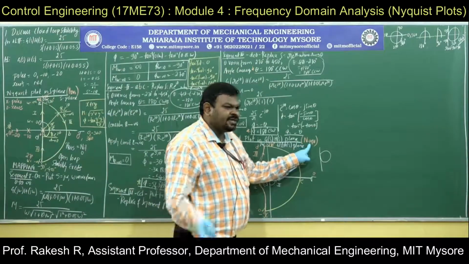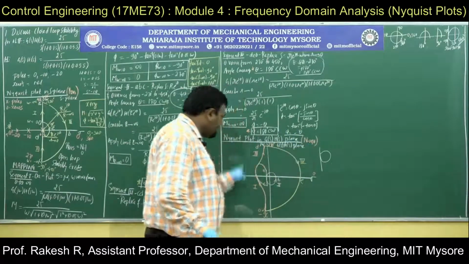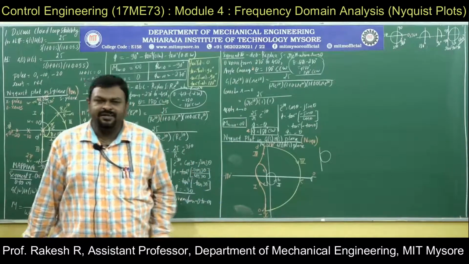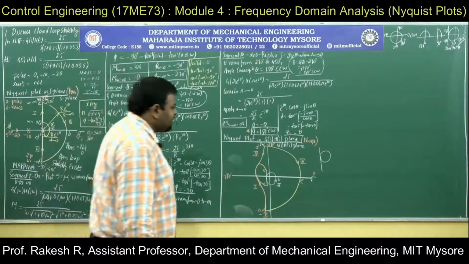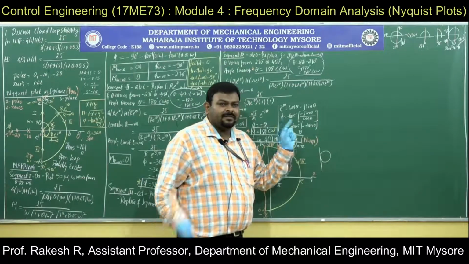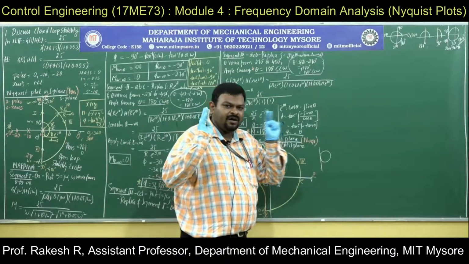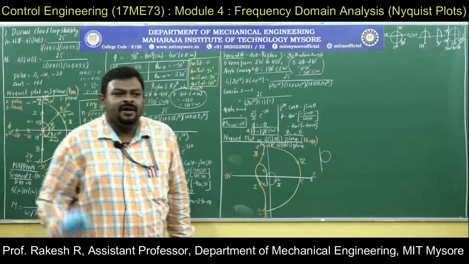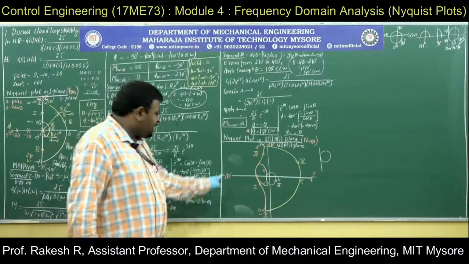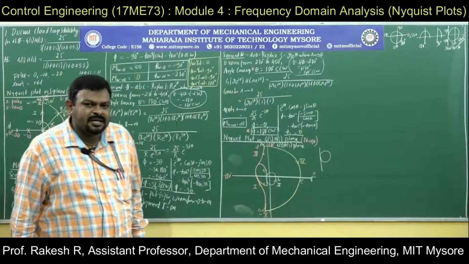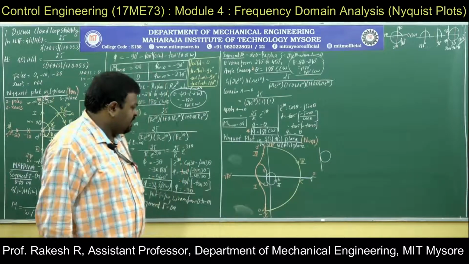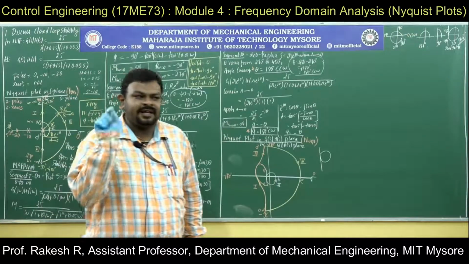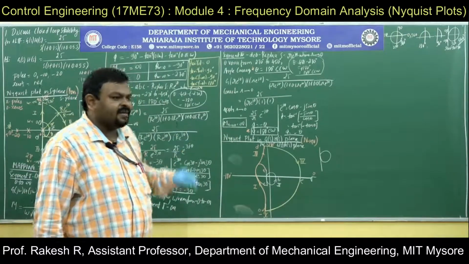-1 plus J0 is always on the negative real axis, correct? Yes, -1. Always on the negative real axis. We need to calculate the encirclement at the critical point. By the assumption we know the critical point will always be on the negative real axis. First let us find out whether there is any encirclement on the negative real axis or not. What is this encirclement? Encirclement is the plot crossing the negative real axis. Check whether the plot is crossing the negative real axis or not.